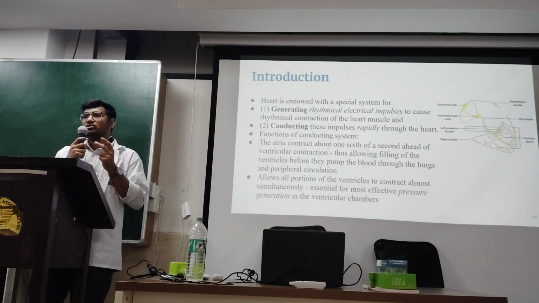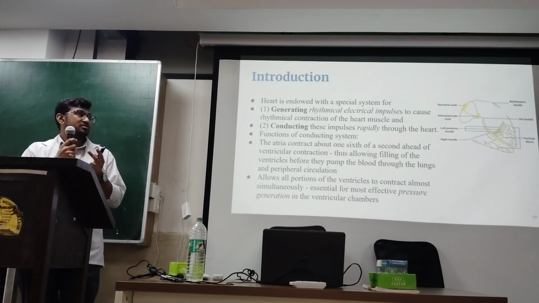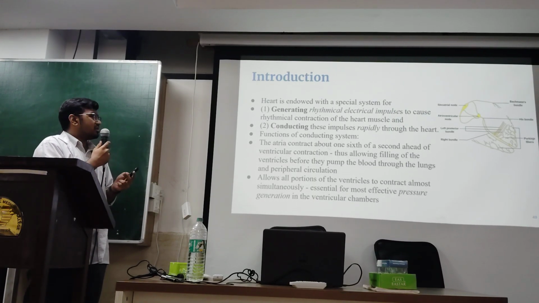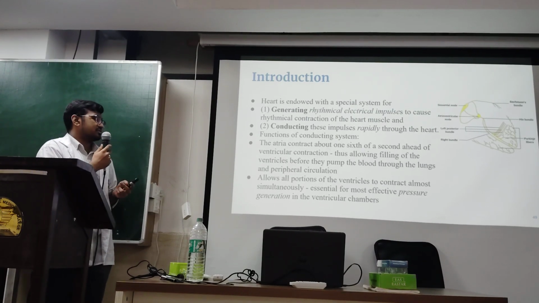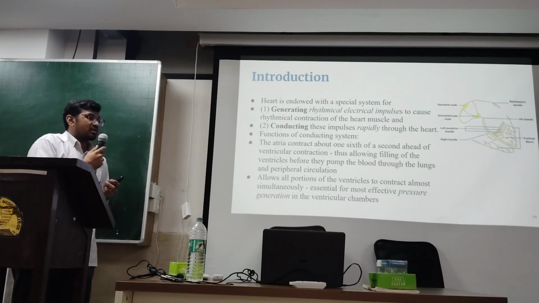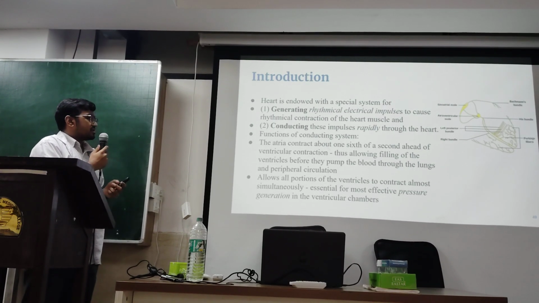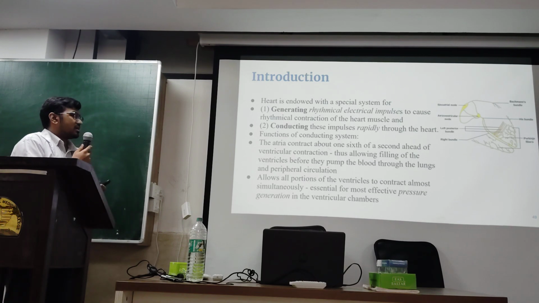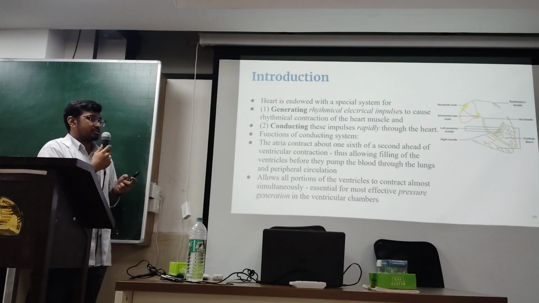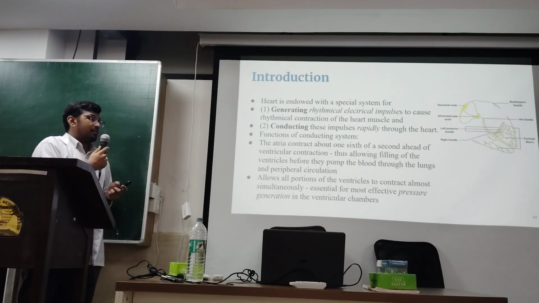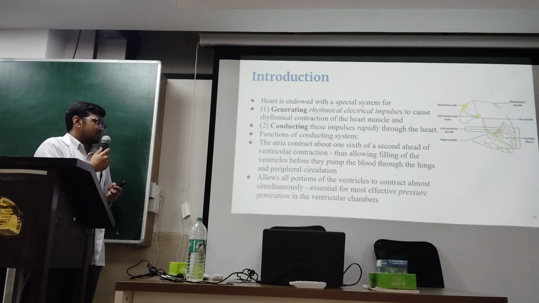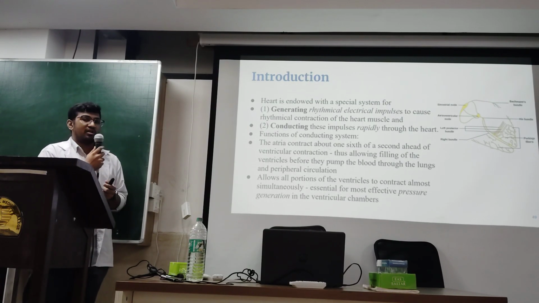The heart is endowed with two different types of systems: the generating and the conducting system. The generating system generates rhythmical electrical impulses to cause rhythmical contractions. In the conducting system, these impulses rapidly pass through the heart. The atria contract about 1/6 of a second ahead of the ventricular contraction, thus allowing filling of the ventricles before they pump the blood through the lungs and peripheral circulation. This is also called the AV nodal delay, about which we will be talking in further slides. It allows all portions of the ventricles to contract almost simultaneously, which is essential for most effective pressure generation in the ventricular chamber.